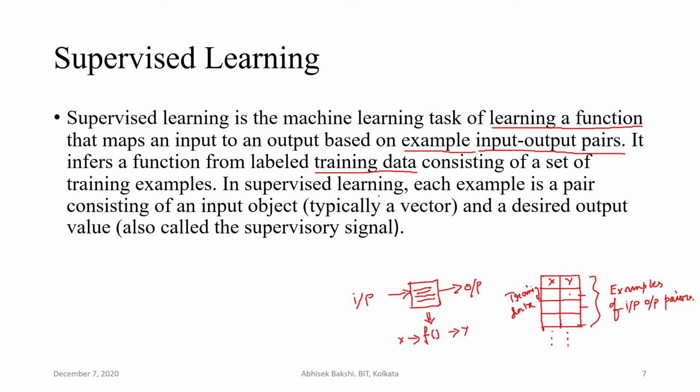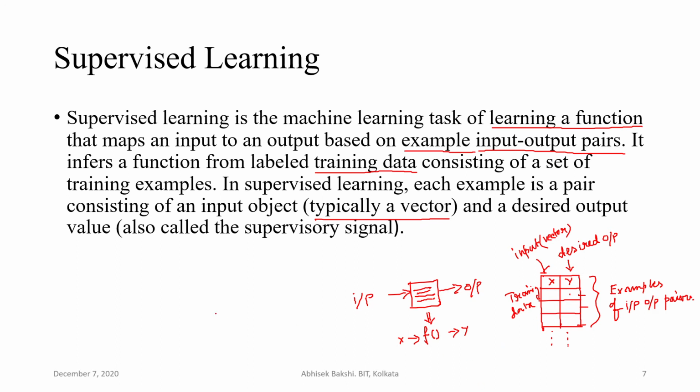In supervised learning, each example is a pair consisting of an input object, typically a vector. Now, what does this mean, we will realize very soon. Why I am saying it is a vector, and a desired output value, also called the supervisory signal. So this is my output, desired output, and this is my input, showing that input vector.